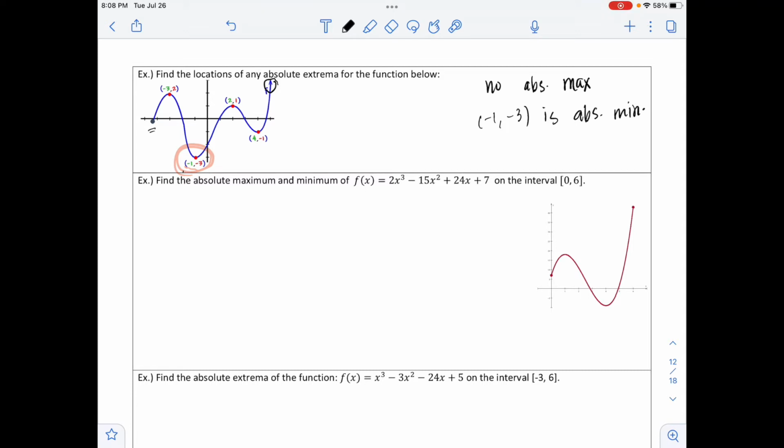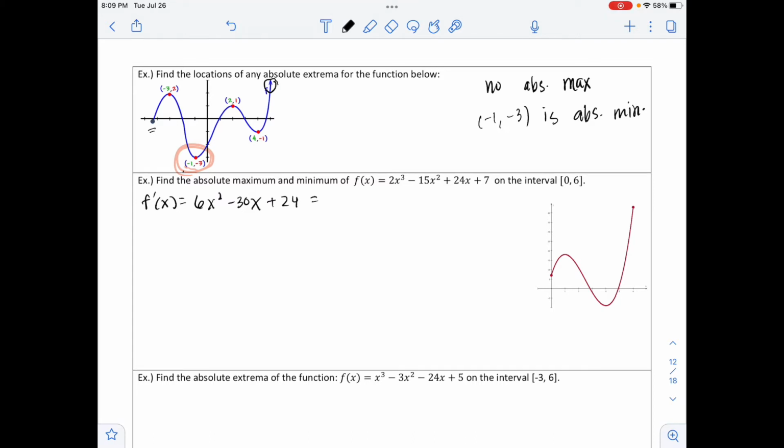So the next example says find the absolute max and minimum of f of x equals 2x cubed minus 15x squared plus 24x plus 7 on the interval from 0 to 6. So again, the first thing that we're going to do is find our critical values, and in order to do that we need to take a first derivative. So taking the first derivative of our function, we get 6x squared minus 30x plus 24.